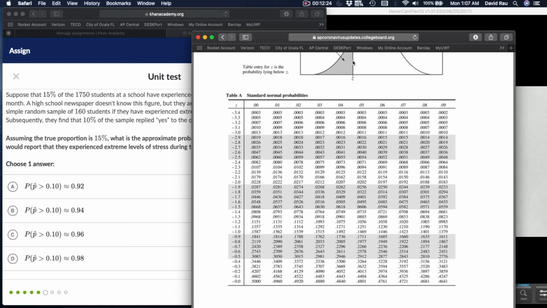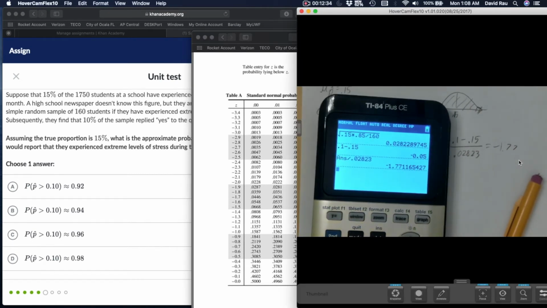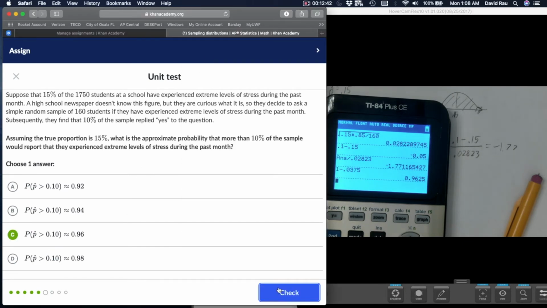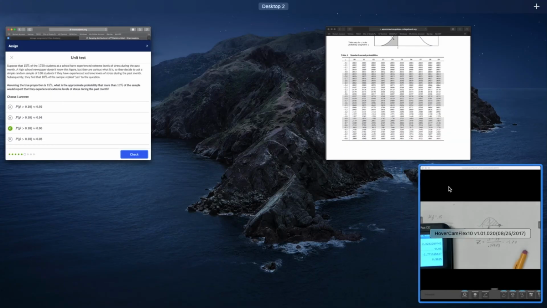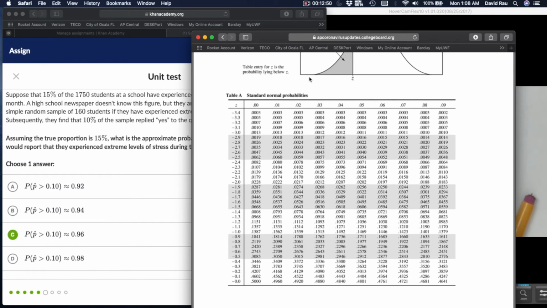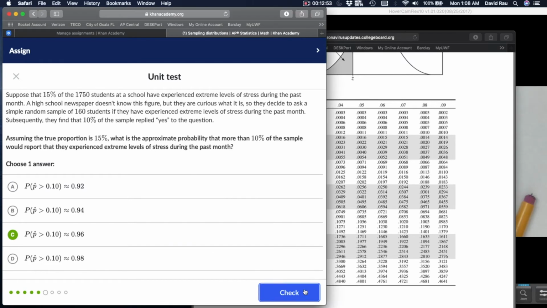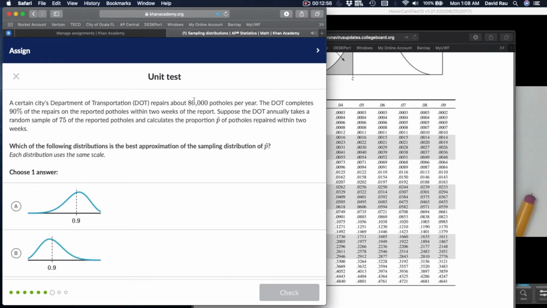Now that's the area to the left and down. I want the area greater than that. So 0.0375, I'm going to do 1 minus 0.0375, and I'll get 0.9625, which essentially rounds to 0.96. There we go. A lot going on there. Again, I needed the area above, and notice the normal distribution always tells you the area below, so I had to do 1 minus. So a lot going on here. Okay, next.